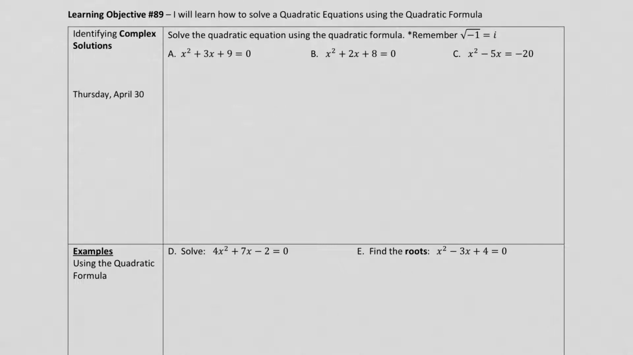Hey guys, this is Notes 89. So today our goal is going to be to solve quadratic equations using the quadratic formula, which is our last idea from the last notes. But today we're going to deal with what happens when we have a negative and a square root.